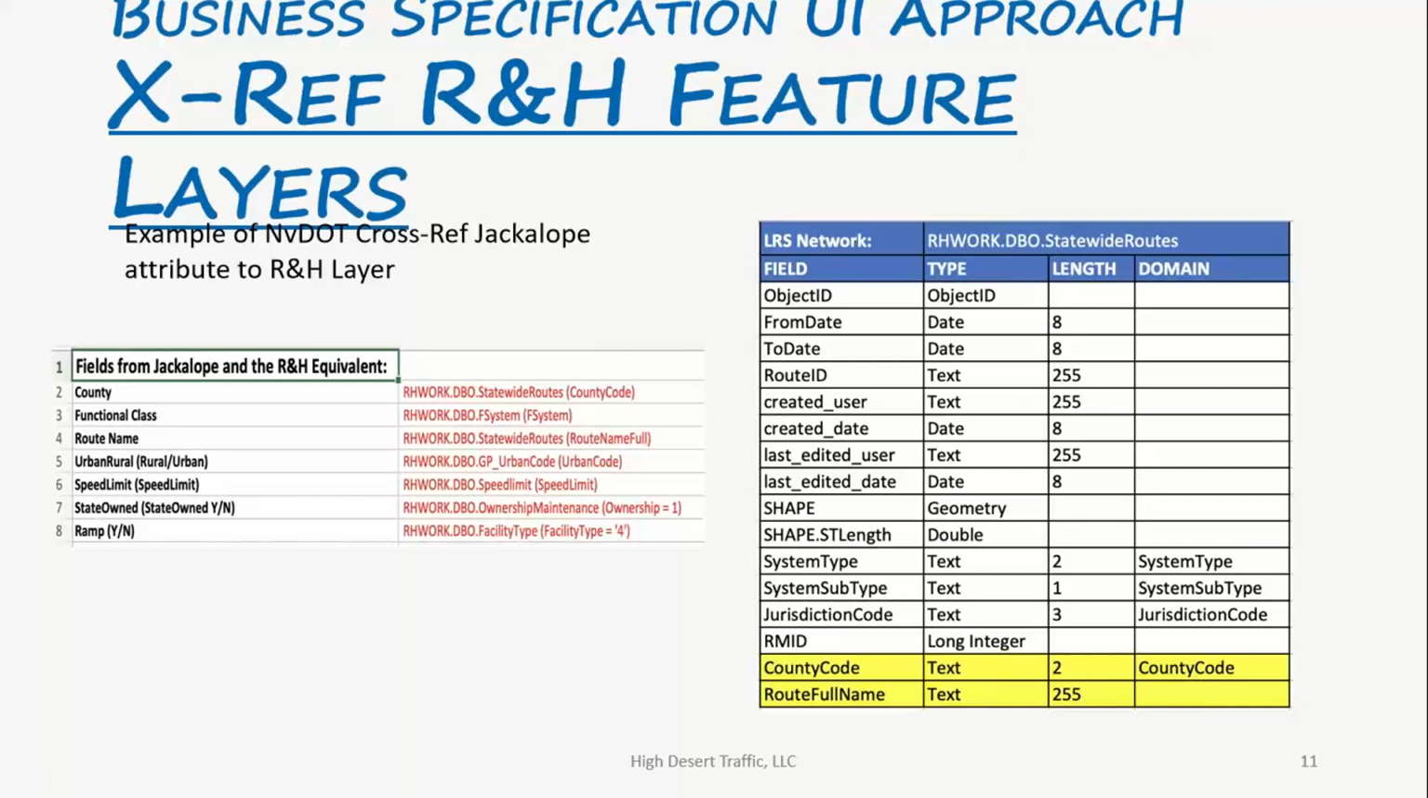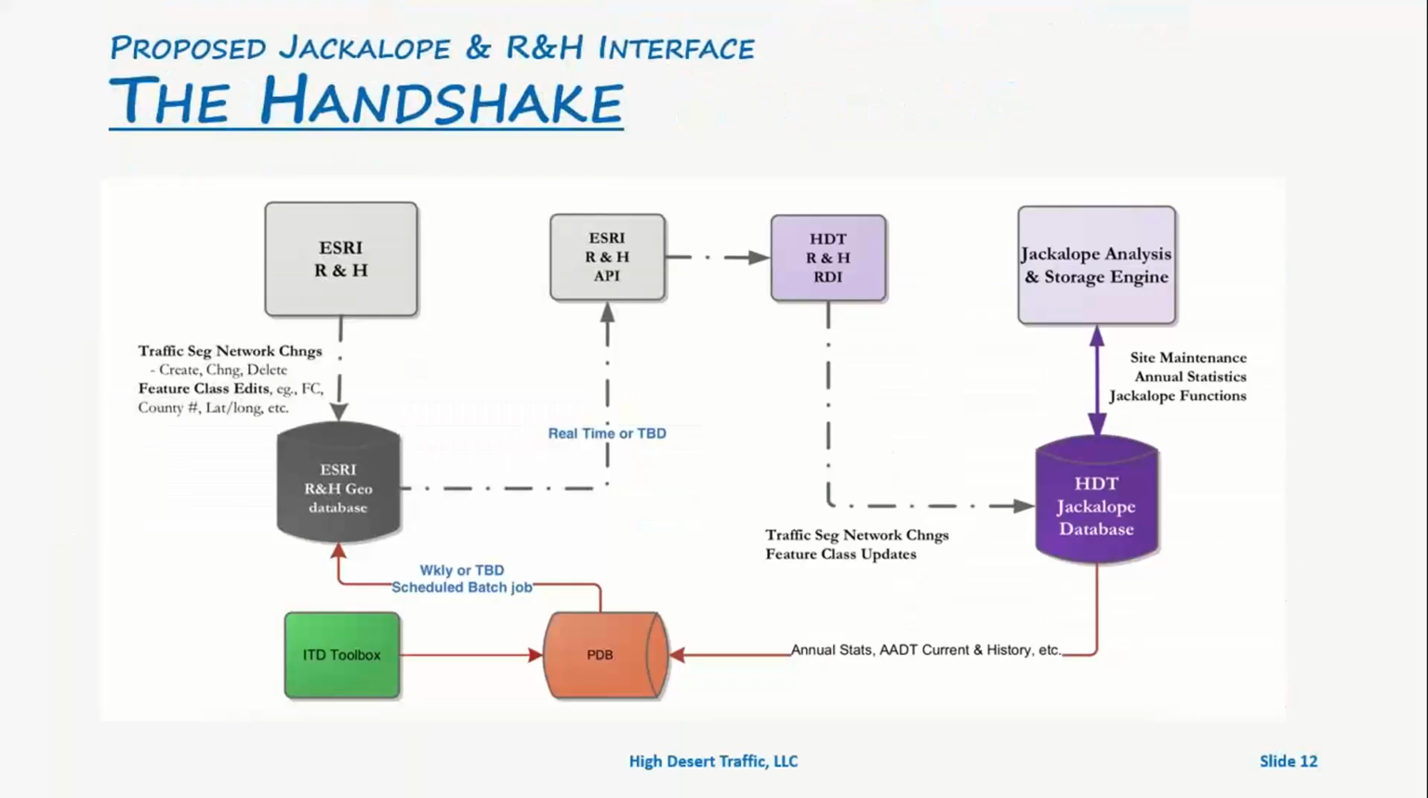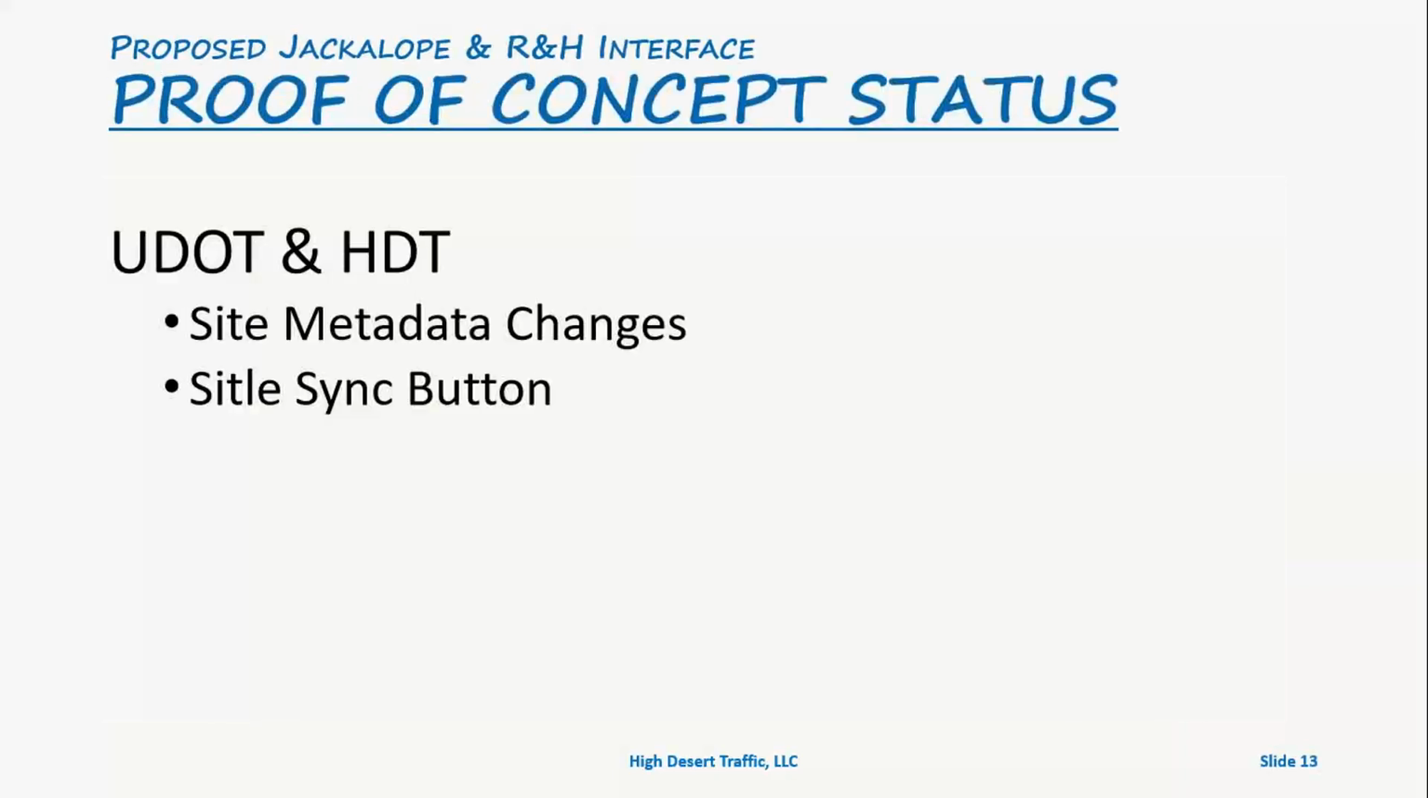And so the cross-reference table here was one thing we wanted to implement in the proof of concept, just so that we had something to work with and knew what fields we were going to get. As well as, can you go back, Drew, to the proof of concept slide? One more, yep. As well as just a super misspelled site sync button.